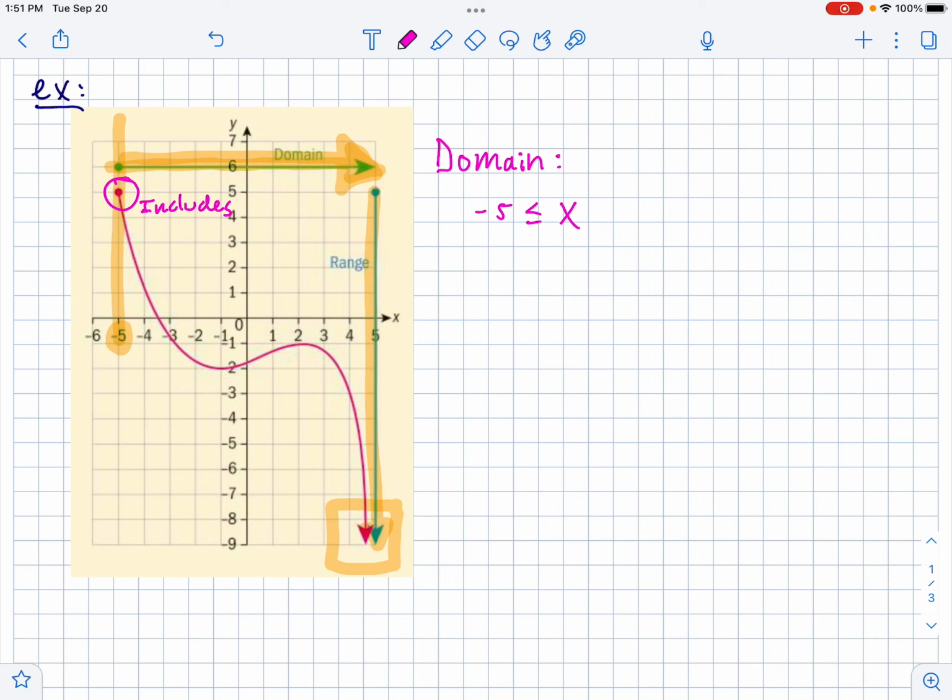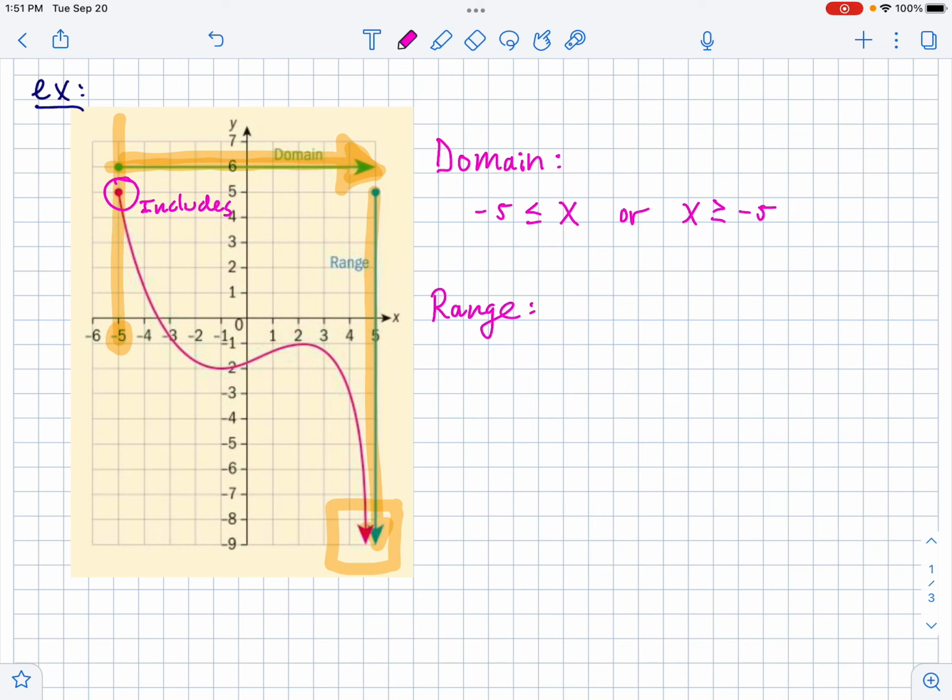Domain are x's, and we're going all the way up to positive infinity. So we actually don't even need anything after that. You can just say -5 is less than or equal to x, or you could turn it around and say x is greater than or equal to -5.